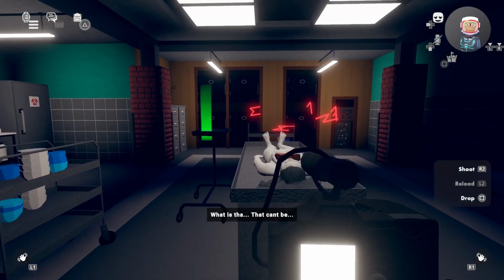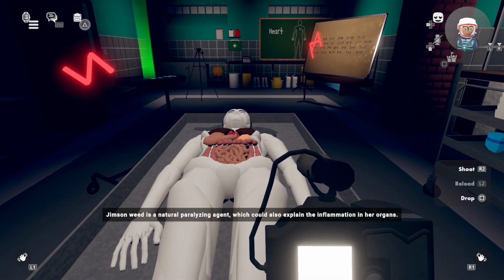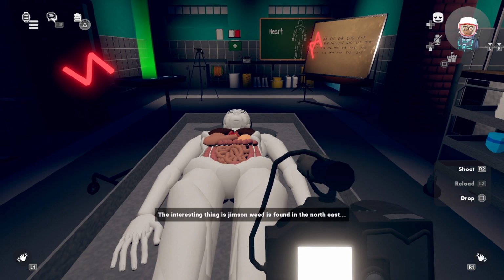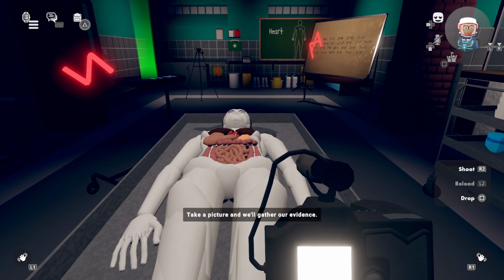What is that? That can't be. That's Jimson weed. Jimson weed is a natural paralyzing agent, which could also explain the inflammation in her organs. The interesting thing is Jimson weed is also found in the Northeast. Take a picture and we'll gather our evidence.